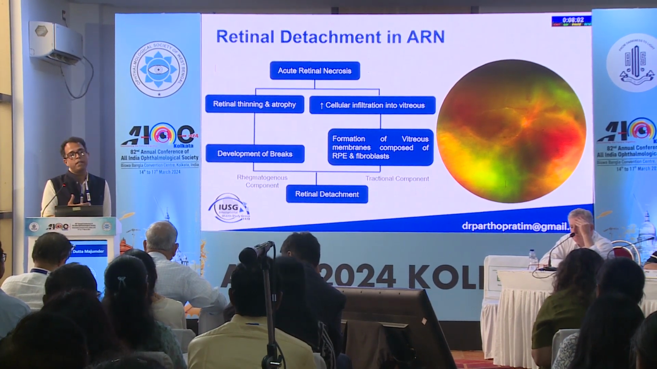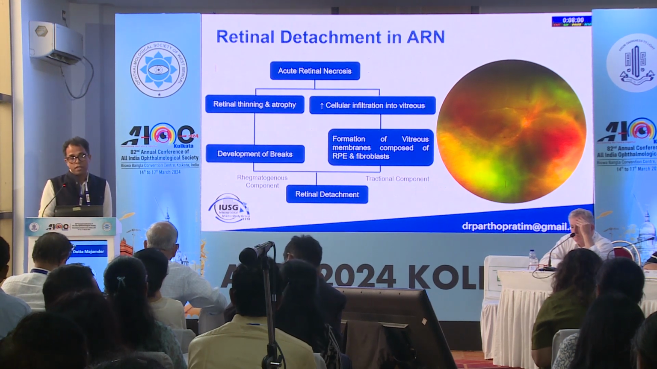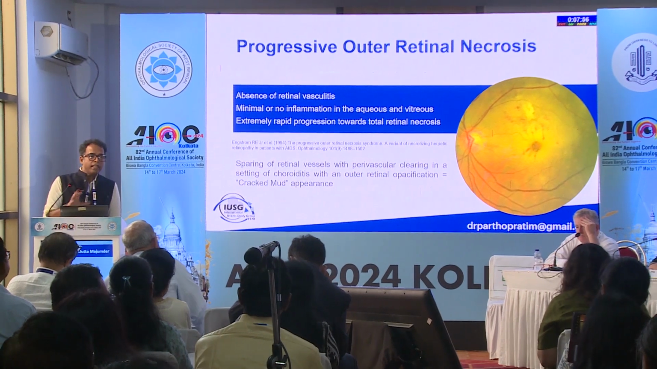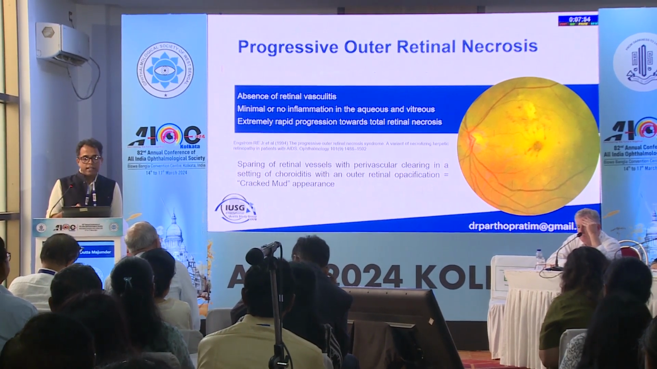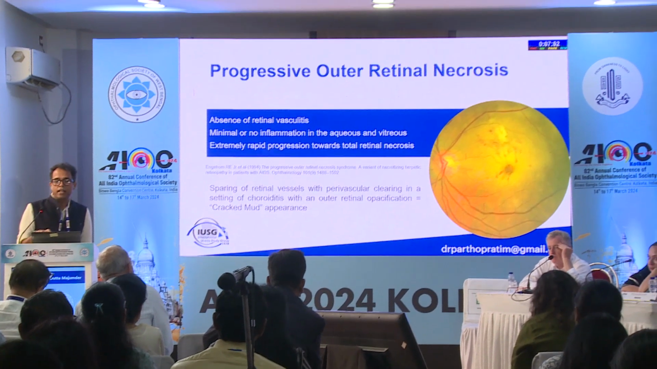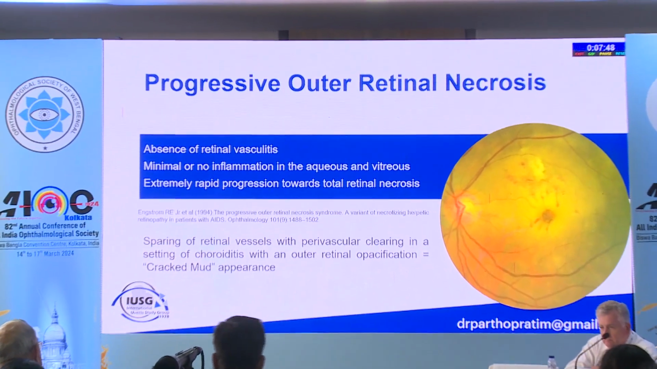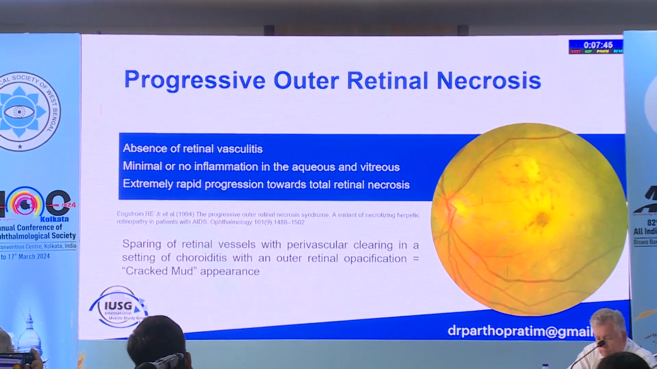You have to tell them in detail that these patients are prone to develop retinal detachment and other complications. Another posterior pole viral retinitis is progressive outer retinal necrosis. I'm not going to tell you the abbreviated name. It is characterized by the absence of retinal vasculitis.